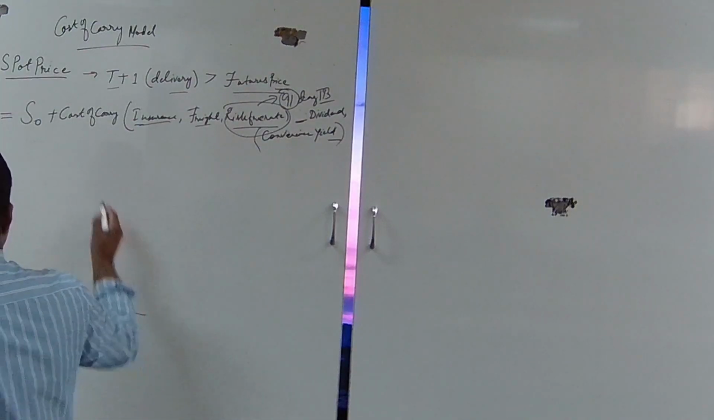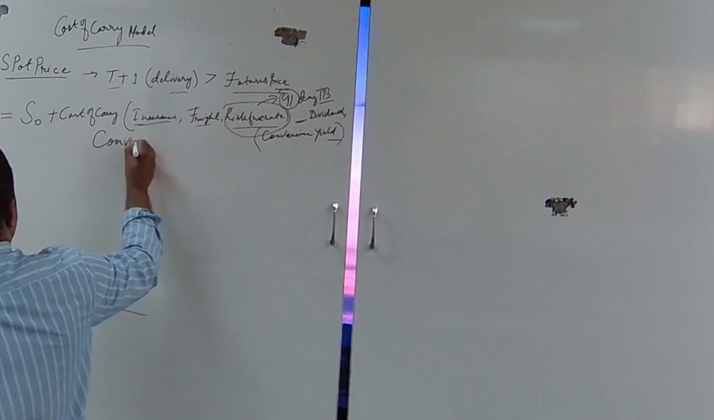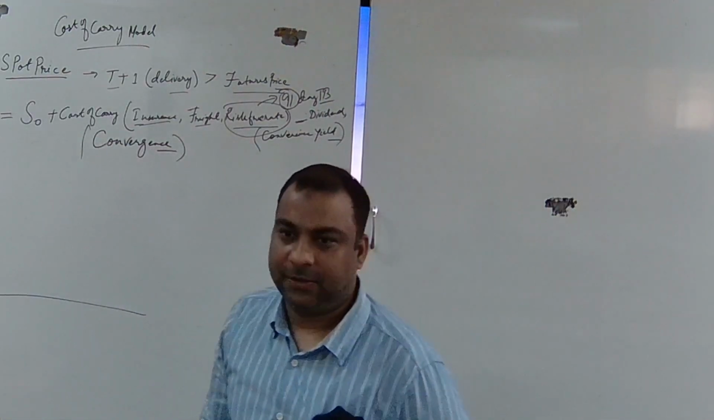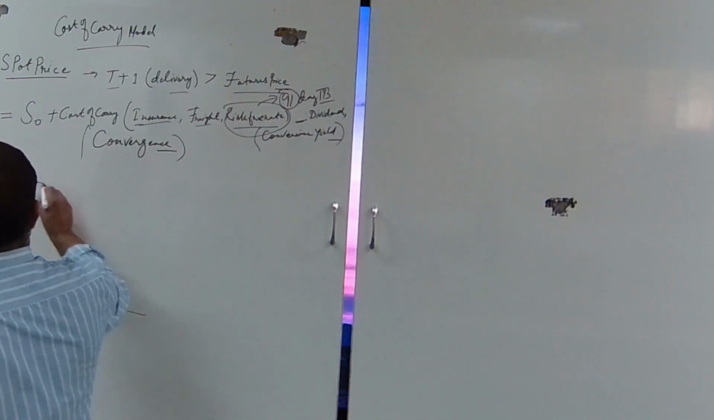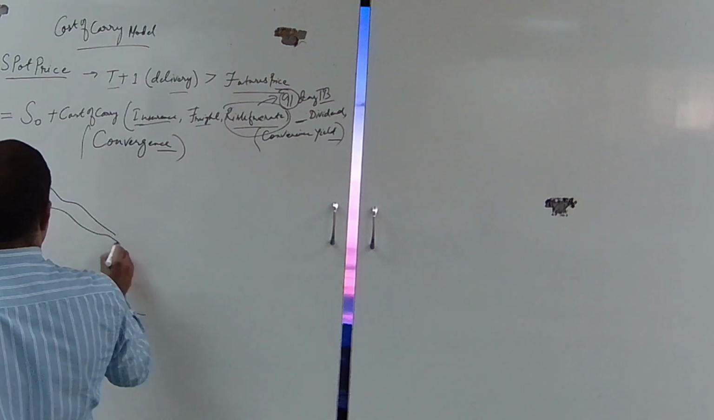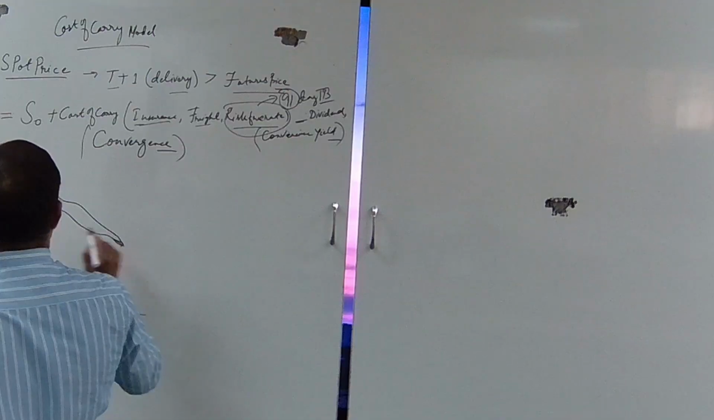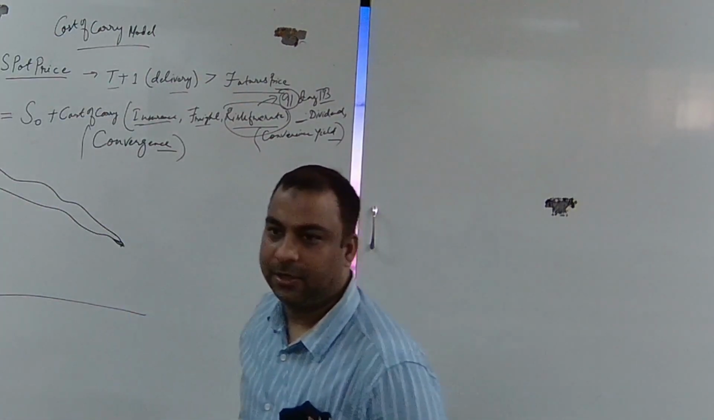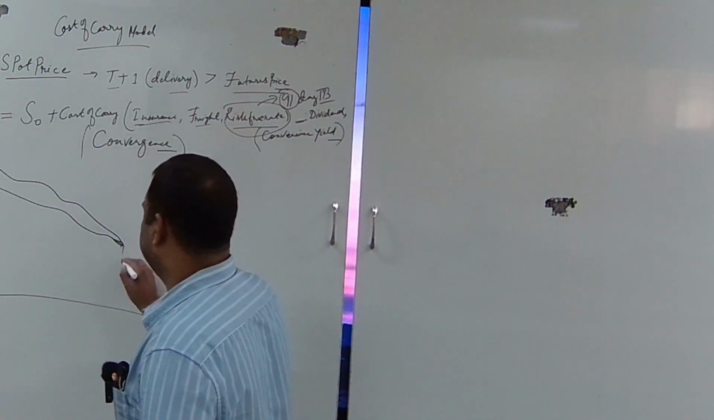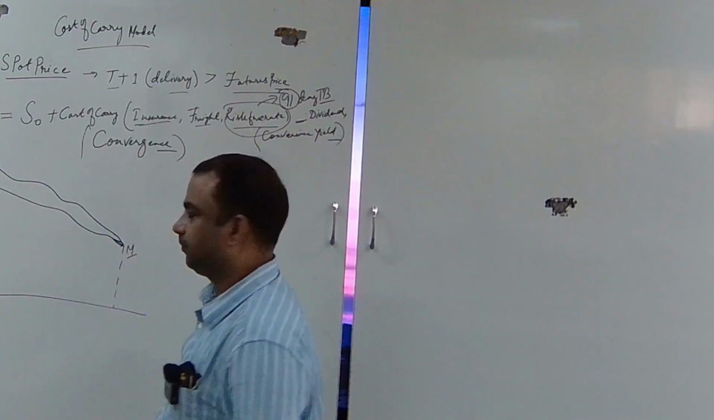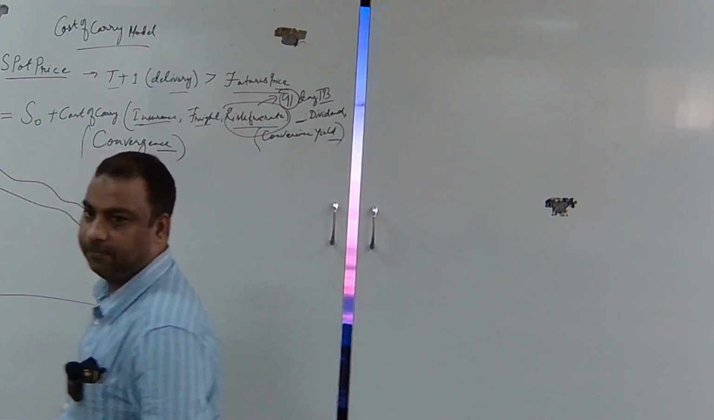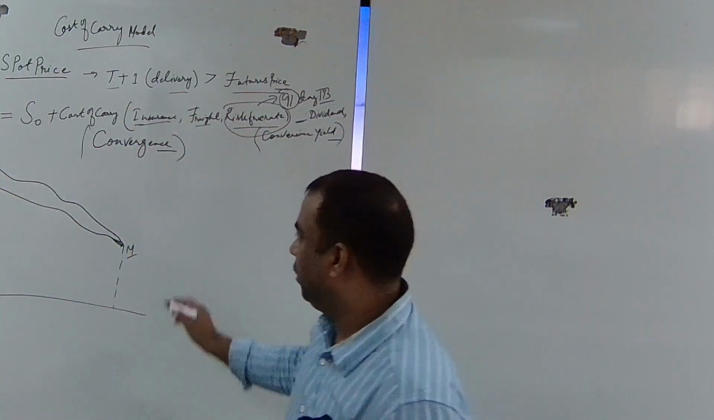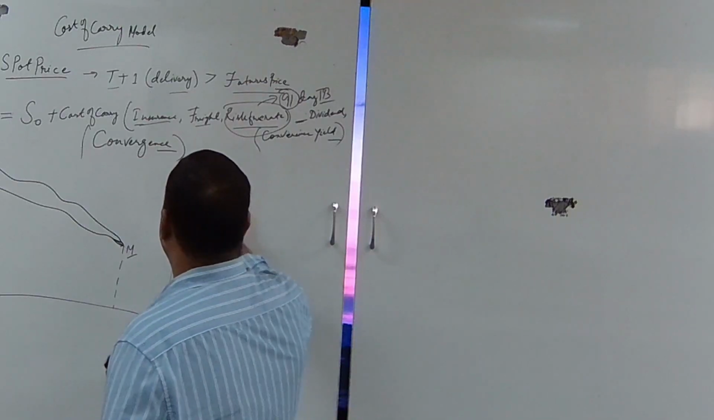तो यहां से क्या स्टार्ट होता है? We have again convergence. This is the important topic. Convergence is nothing but the difference between spot and future price. ठीक है, difference between spot and future price. This is the maturity date time. This is the starting time, T1 time. ठीक है. According to this, we can draw this figure like this as also.